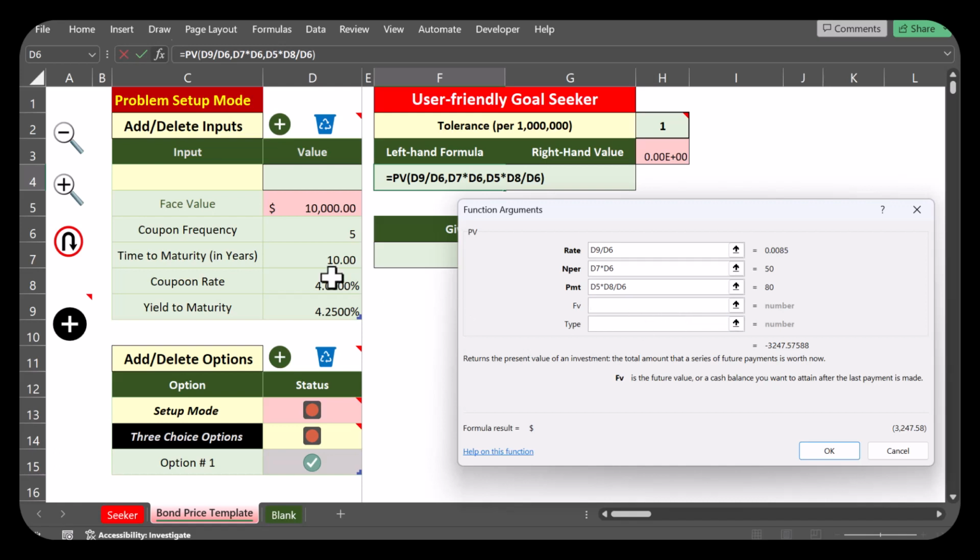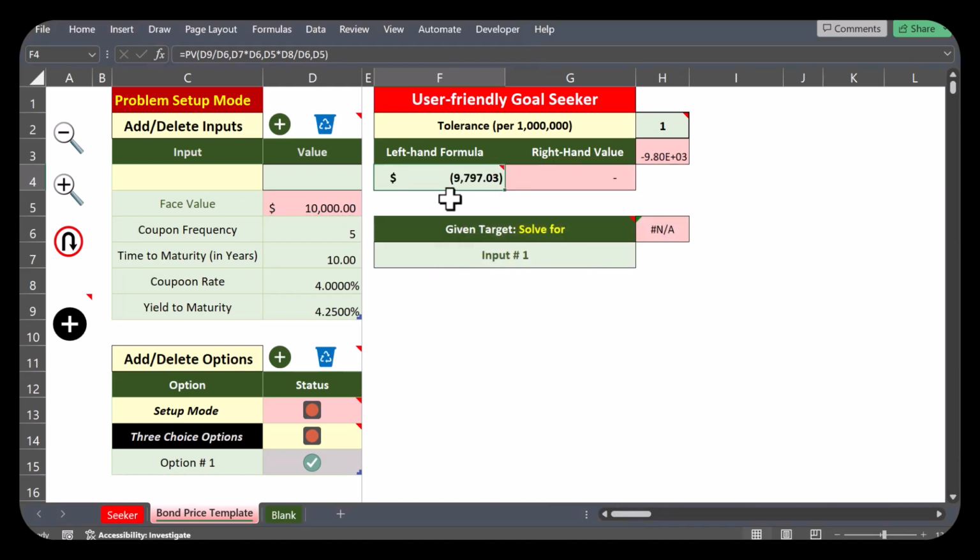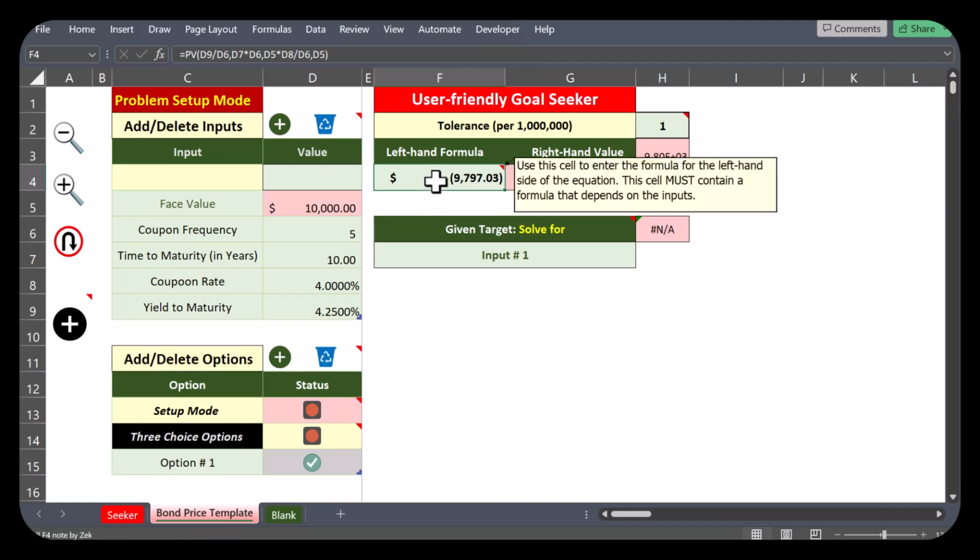And it already calculated it. Unfortunately, it gave us a negative number. That's because whoever Microsoft asked to write this code for this function must have been an accountant. Accountant thinks in terms of debits and credits. So if you're making payments, present value of all those, if you're getting payments, present value of all those is a negative number for you. So you just put a negative in front of it.